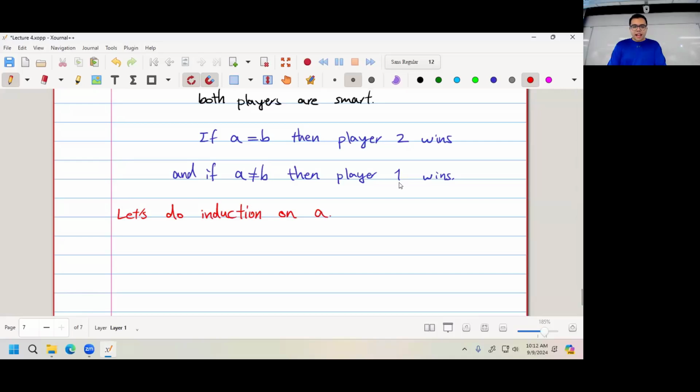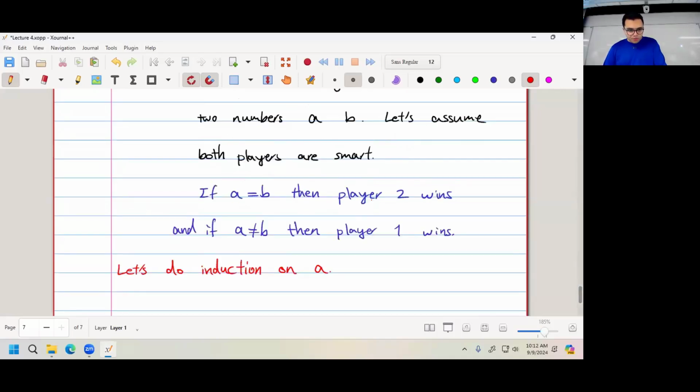Okay, and right now, I want to prove this first one. I don't care about the second part, that if they're not equal, player 1 wins. Let's just prove that if the numbers are equal and they're both A, then player 2 wins. And I'm doing induction on the number.